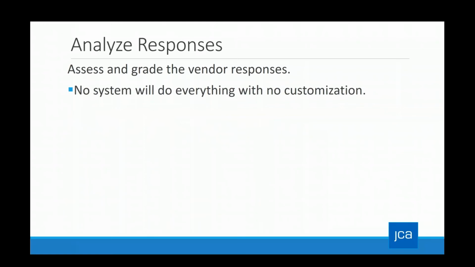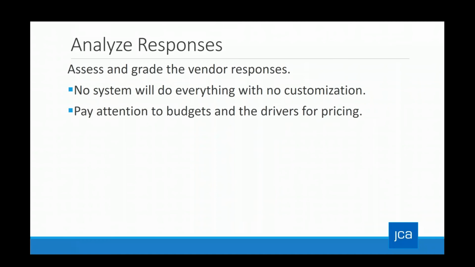And pay attention to budgets and the drivers for pricing. For example, concurrent or named users, record counts, pricing tiers, especially as they pertain to your organization's expected growth. And don't forget to look at things like transaction fees, fees for imports or API calls, or additional modules that might be optional but that are actually necessary. And don't let wish list items drive your analysis, but having your priorities defined will safeguard against this one.